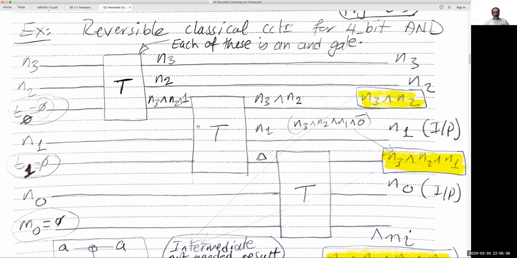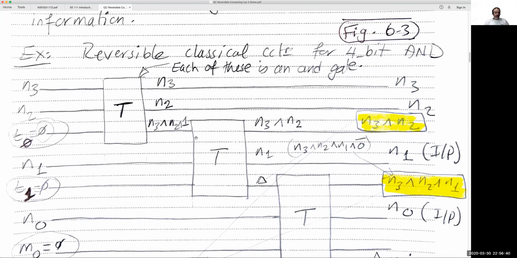So if you remember, when we talked about the Toffoli gate, the Toffoli gate is basically a doubly controlled inverter. So if N3 and N2 both are true, then this is the basic Toffoli gate. Then the output will invert what's on the third or the control input. In this case, T0 is 1.